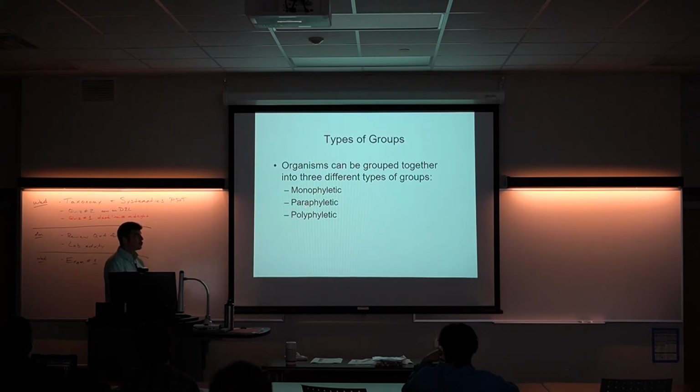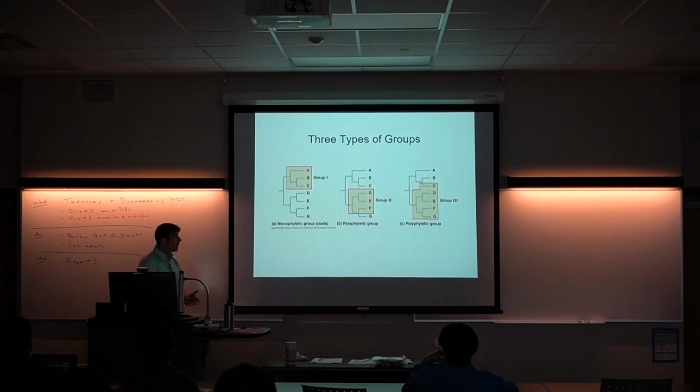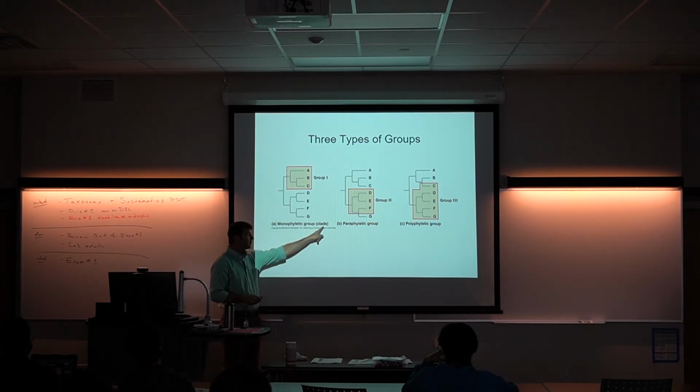Neither one of these are true clades. Here's what I mean. The first picture, just kind of the bird's eye view of the three, you can see a monophyletic group, same thing as a clade, is a common ancestor and all of the descendants. We didn't leave any of the descendants out from that common ancestor.